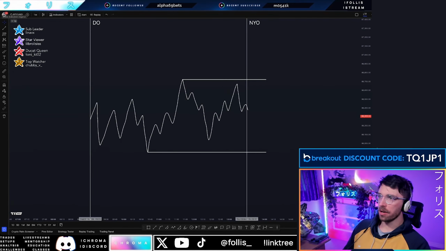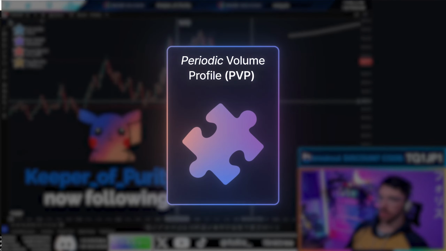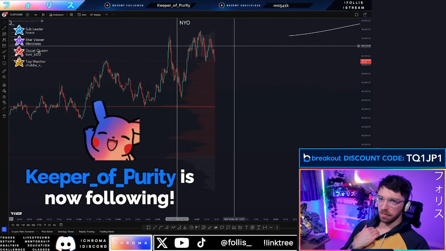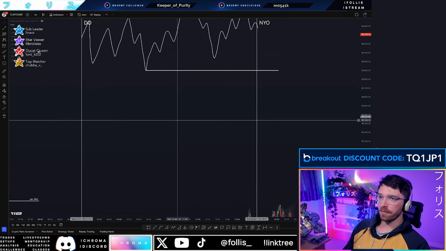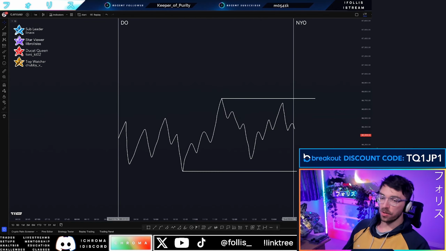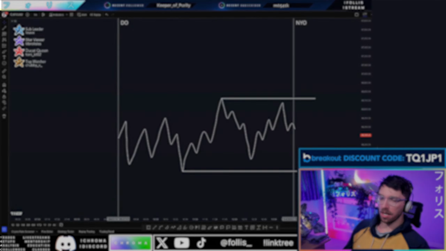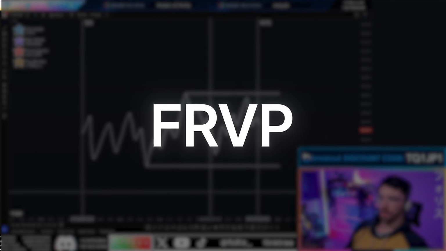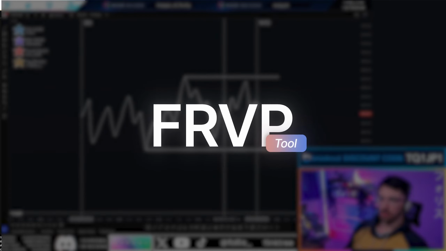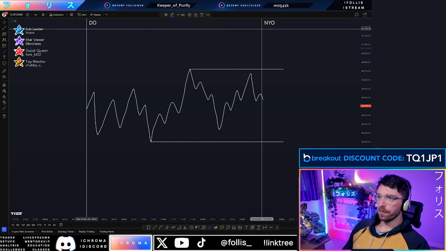Now, there's an indicator that does this automatically. It's PVP. This is what it looks like. I've aligned this to the right because it makes it easier to see. This is the current daily PVP, periodic volume profile. You can also pull it manually by using the fixed range volume profile tool, the FRVP tool. These are all default tools, by the way. That will give you a profile for the day.